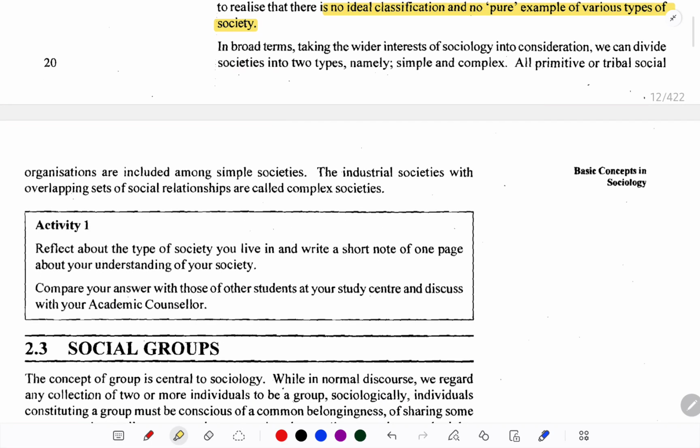In broad terms, taking the wider interest of sociology into consideration, we can divide societies into two types, namely simple and complex. All primitive or tribal social organizations are included among simple societies. The industrial societies with overlapping sets of social relationships are called complex societies.